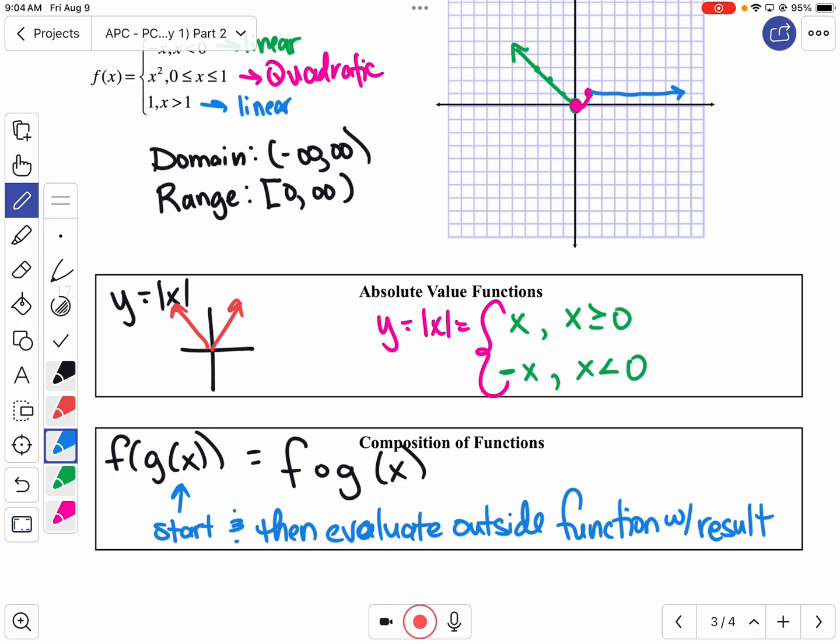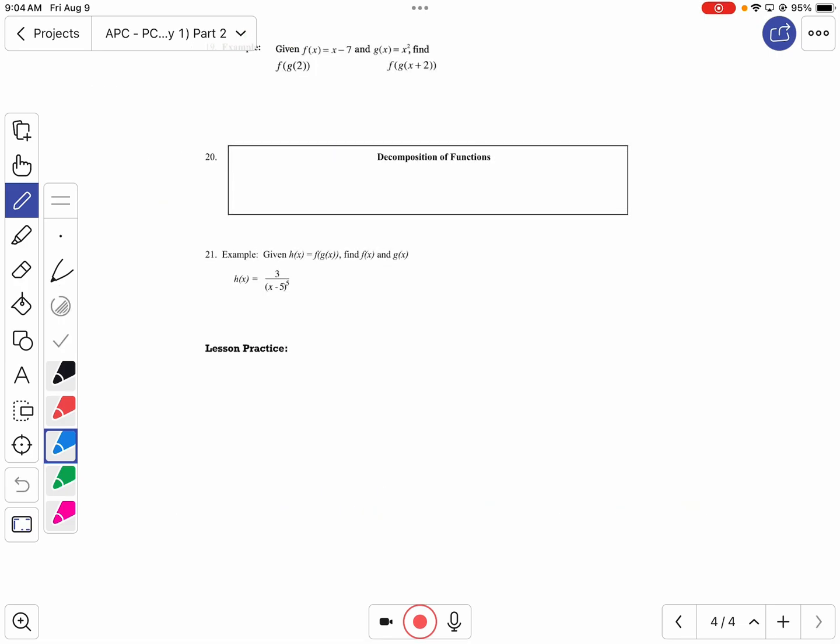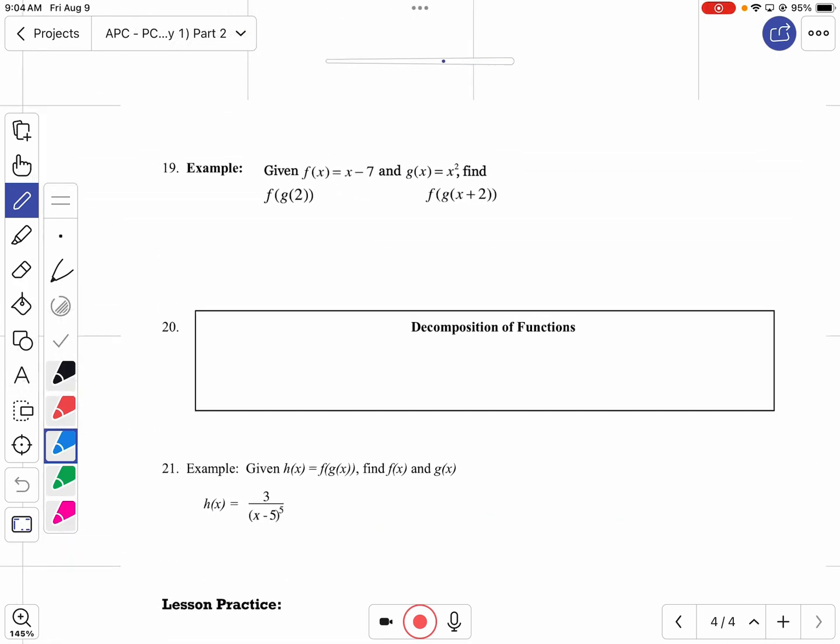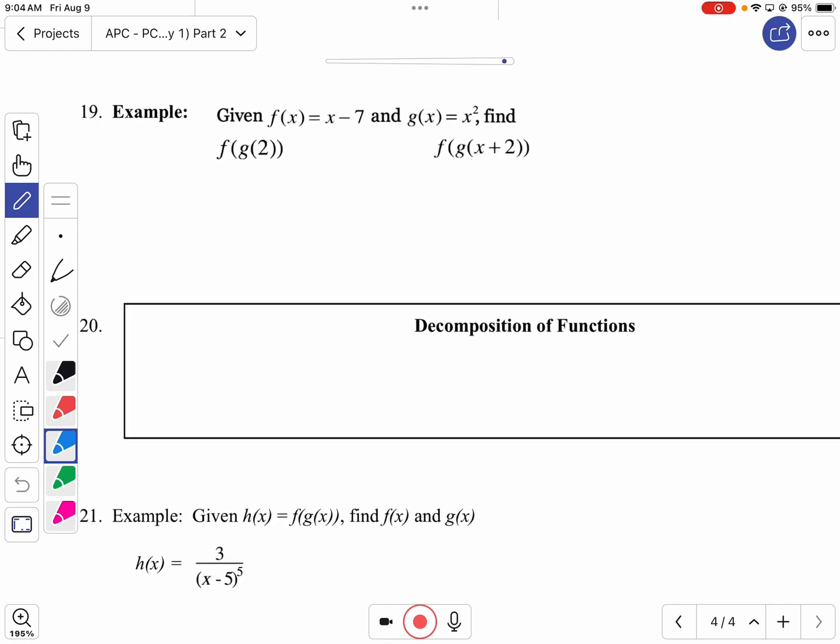Okay. Is the example on the next page? Yeah. Okay. All right, we got two more, y'all. We're about done.